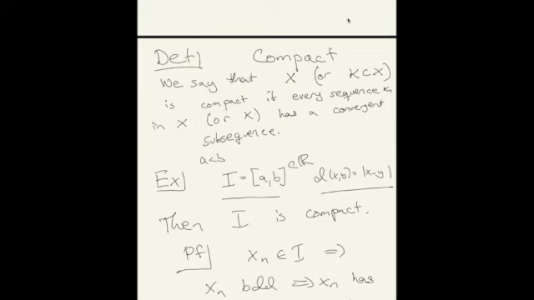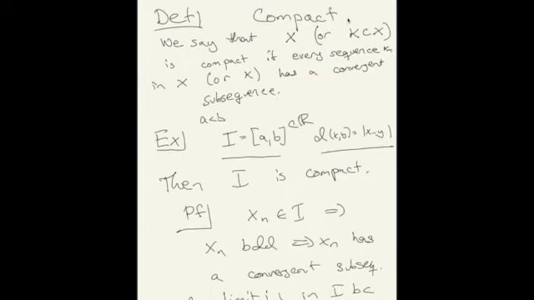We say that a metric space is compact, or we say that a subset of it is compact, if every sequence of points xn in X or in K, depending on if you're working in a subset or the full space, has a convergent subsequence.